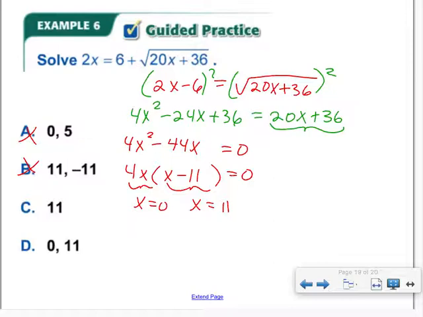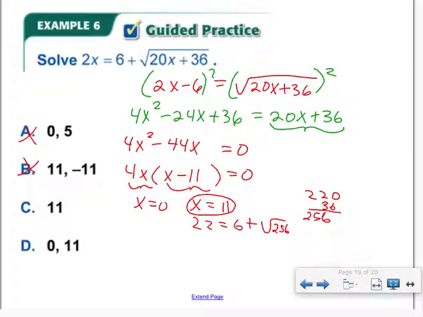If you plug in 11, you get 22 equals 6 plus the square root of 222. Let's see. 11 times 20 is 220 and 36, 256. Which is 16, so that one works. Okay, so 11 works. Let's try 0. We get 0 equals 6 plus the square root of 36, which isn't true. So the answer would be C.